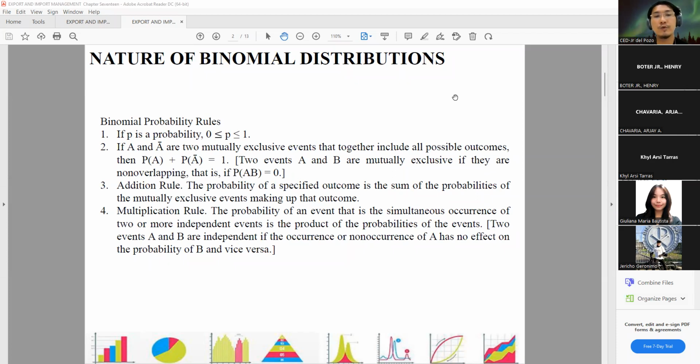Now, for the addition rule, the probability of a specified outcome is the sum of the probabilities of the mutually exclusive events making up that outcome. Multiplication rule, the probability of an event that is the simultaneous occurrence of two or more independent events is the product of the probabilities of the events. Two events, A and B, are independent if the occurrence or non-occurrence of A has no effect on the probability of B and vice versa. So we'll explain that further.